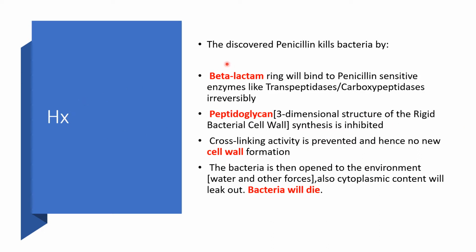Still on history, penicillin, discovered by Alexander Fleming, will help in killing bacteria. And that will be done by the beta-lactam ring that will bind to penicillin-sensitive enzymes like transpeptidases, carboxypeptidases, and that will be done irreversibly. Peptidoglycan, which is a three-dimensional structure of the rigid bacterial cell wall, its synthesis will be inhibited. The cross-linking activity will be prevented. Hence, there will be no new cell wall formation.